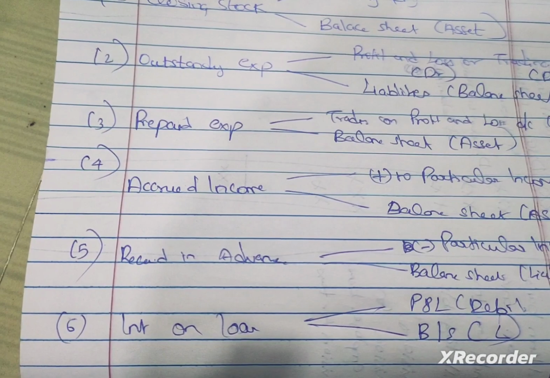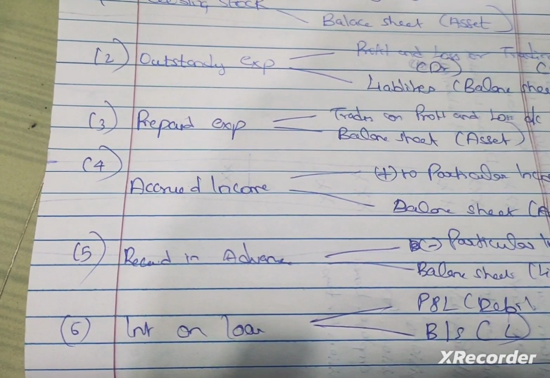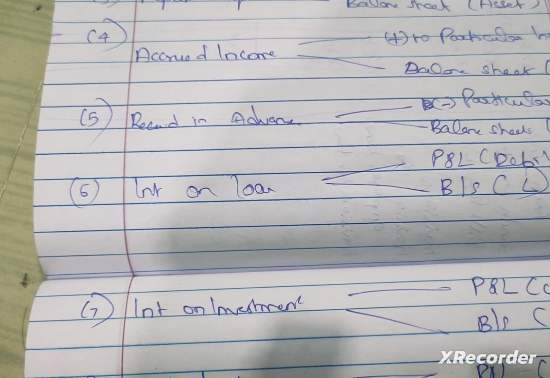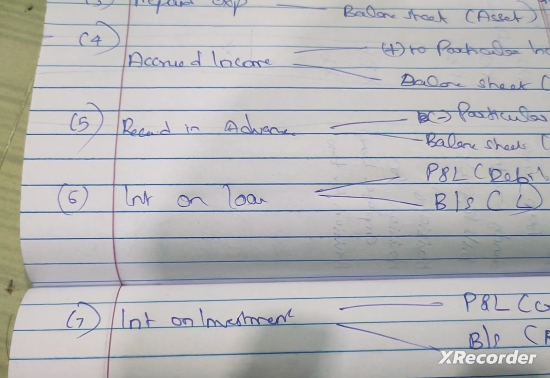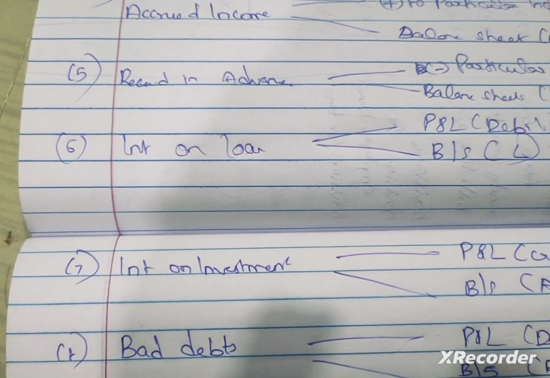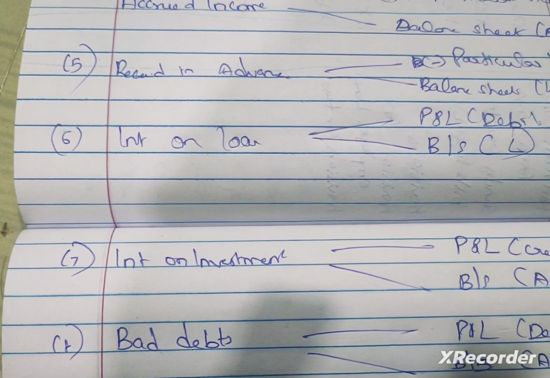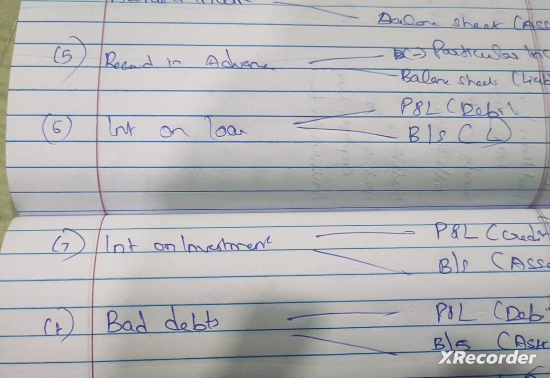And then we have interest on loan. We have to write it on the profit and loss debit side and the balance sheet liability side. And then we have interest on investment. We have to write it on the profit and loss credit side and the balance sheet asset side. And then we have bad debts. Bad debts occur in the profit and loss account debit side and the balance sheet asset side.